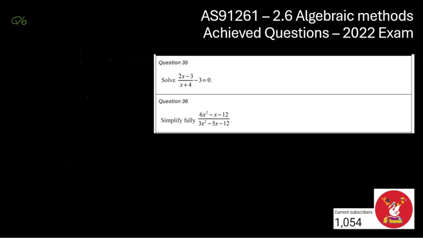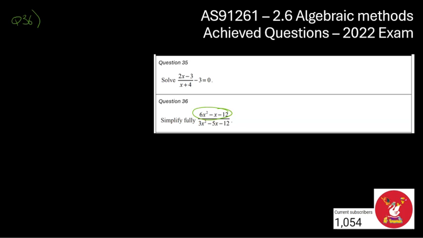We are now on to question number 36. This question is going to be a little bit annoying, but it's simplified this. And what makes it annoying is we've got 2 quadratics on the top and the bottom of this fraction, so I'm going to need to use the grouping method for both of these.